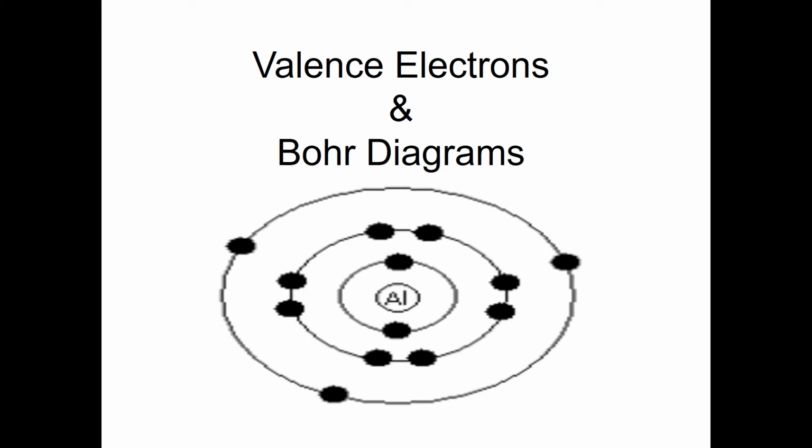So each circle, other than the inner one with the Al, represents an energy level. The innermost energy level, level 1, can have at most 2. The second energy level can have 8. And then the next energy level, I think, is 18. But we see only 3 for aluminum.